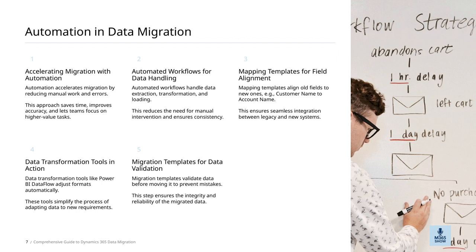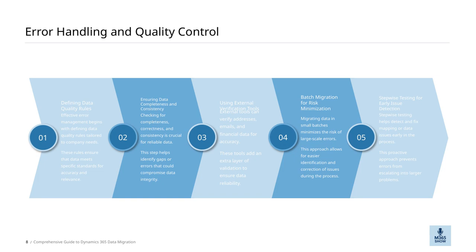Let's talk about error handling and quality control in data migration. First, effective error management starts with defining data quality rules that are tailored specifically to your company's needs. These rules are essential because they set clear standards for accuracy and relevance, ensuring that the data you're migrating is reliable from the start. Next, it's crucial to check for completeness, correctness, and consistency. This step helps identify any gaps or errors that could compromise the integrity of your data. Catching these issues early means you can address them before they cause bigger problems down the line.